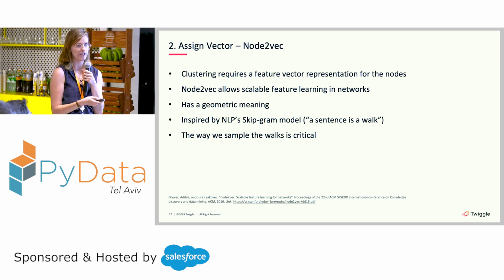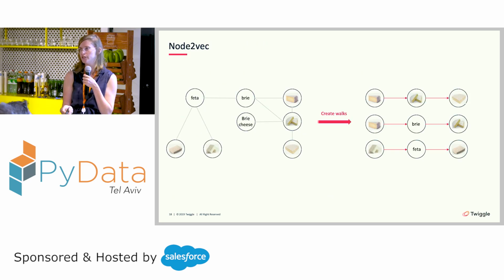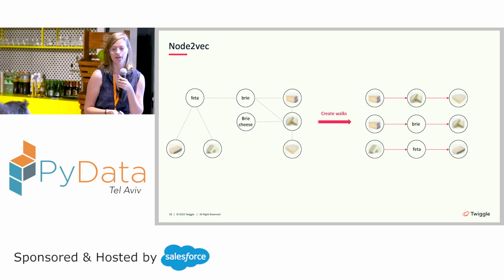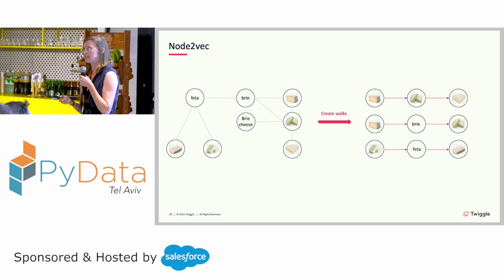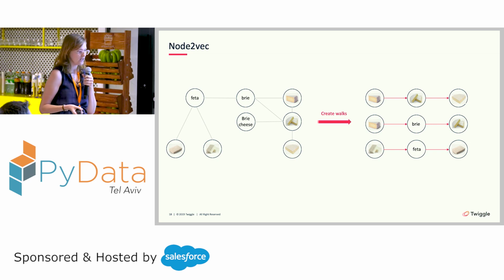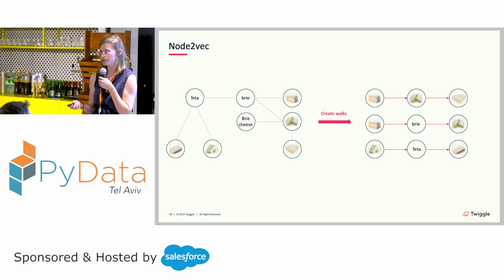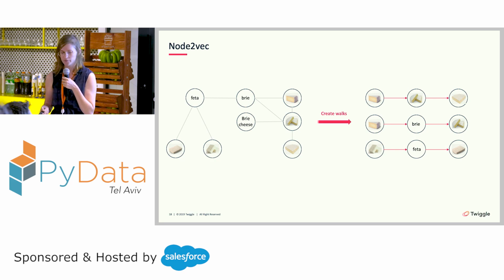So if in a language, a sentence is a sequence of words, then in a graph, a walk is a sequence of nodes, as you can see here. Now, since I'm not going to be sampling all the walks in the graph, because you've seen how big the graph is, I'm going to sample the walks.